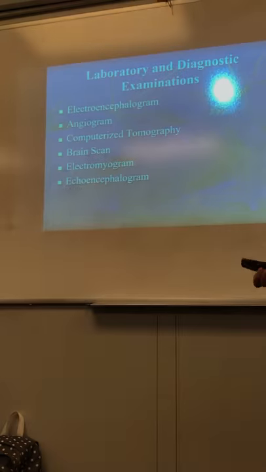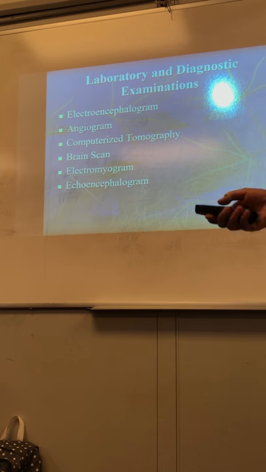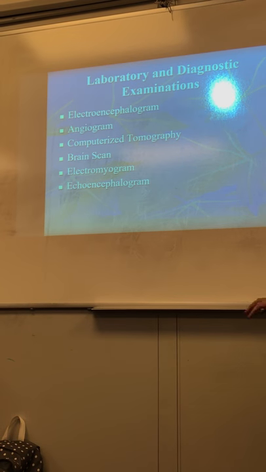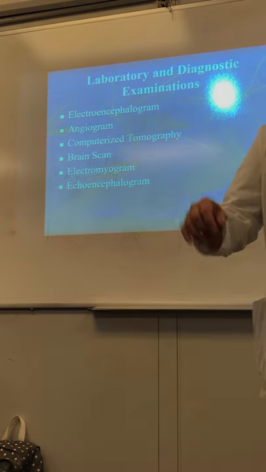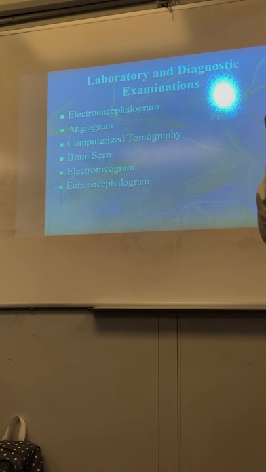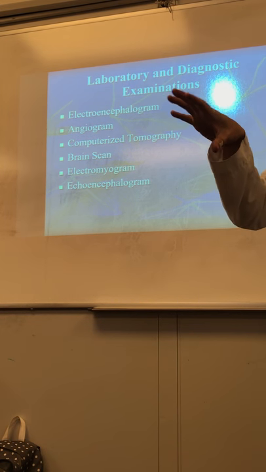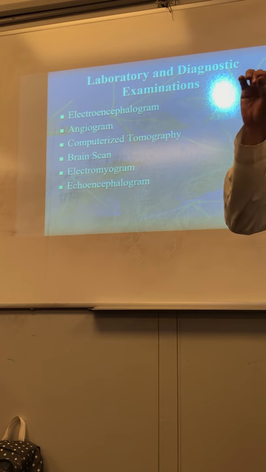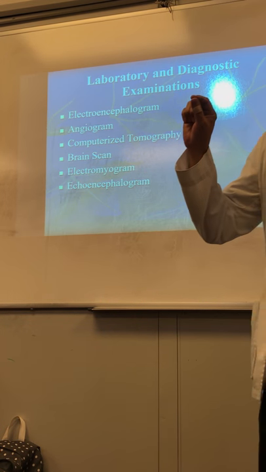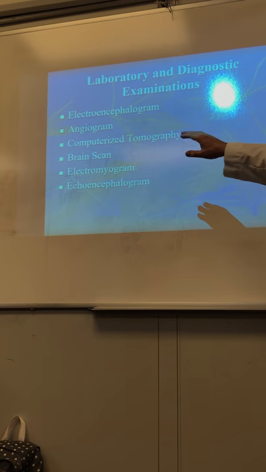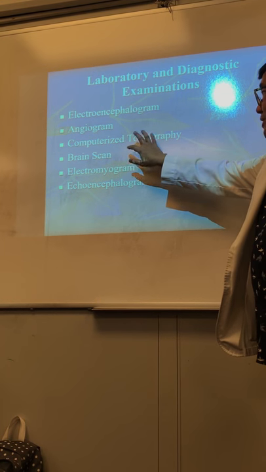Okay. CT angiogram. What's an angiogram? Angio means blood vessel, right? And gram is when you inject a dye into the blood vessel and then you follow its progress. That's an angiogram. If it's an artery, it's known as an arteriogram, or the procedure is arteriography. Okay? Brain scan is similar to CT scan.